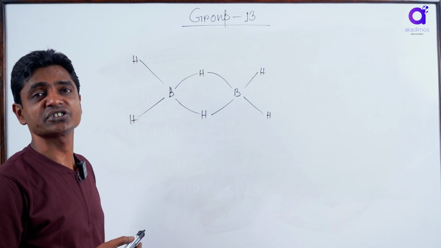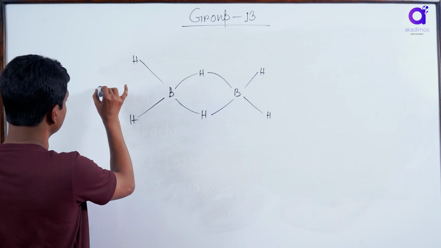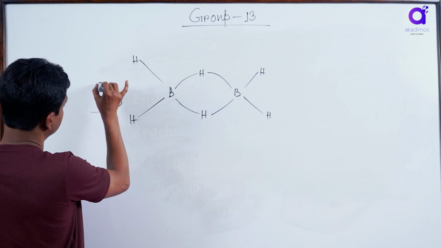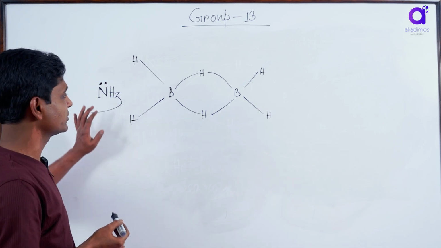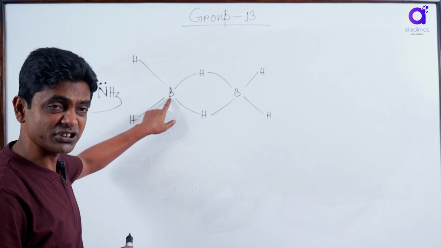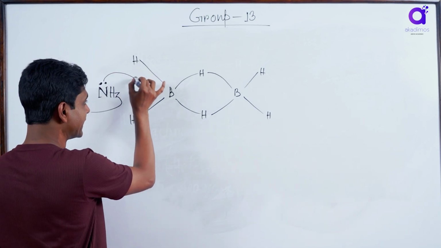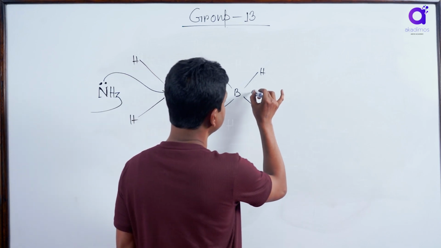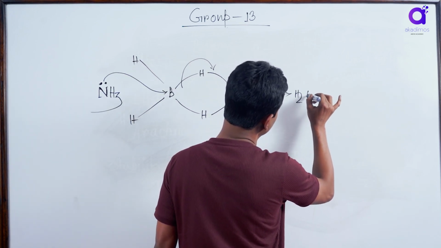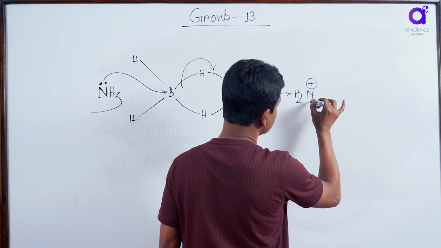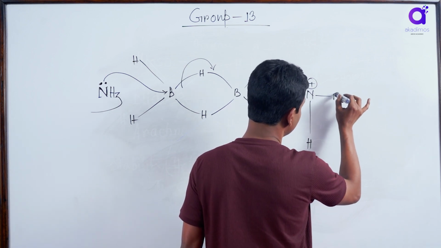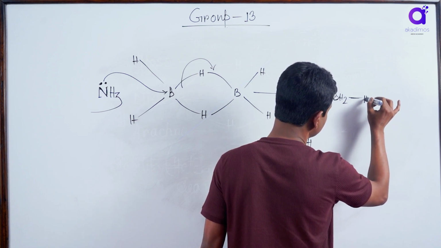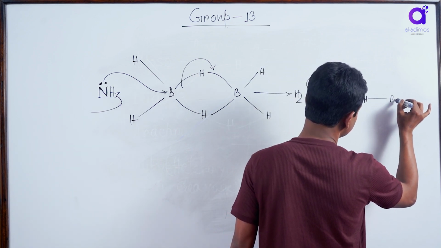Take the simplest base, ammonia, and do attack by ammonia. What will you get? Ammonia's nitrogen has a lone pair of electrons. This is the Lewis base, and you know this is the Lewis acid. If it attacks here, then it will break first. And what will you get? It is H2N, this is plus, H, single bond BH2, H. One bridge bond will remain, one bridge bond will break, and this is BH3.